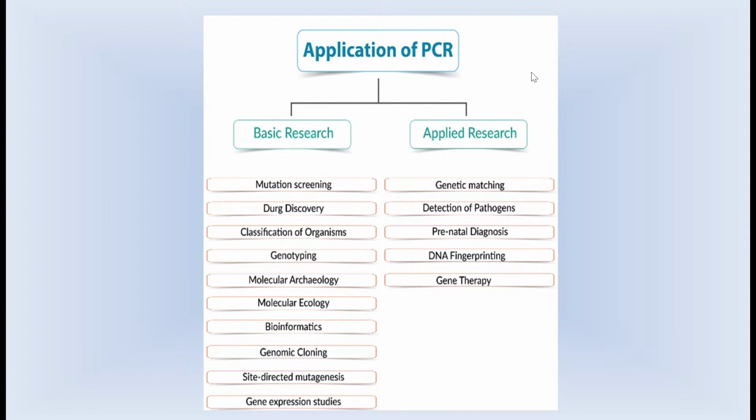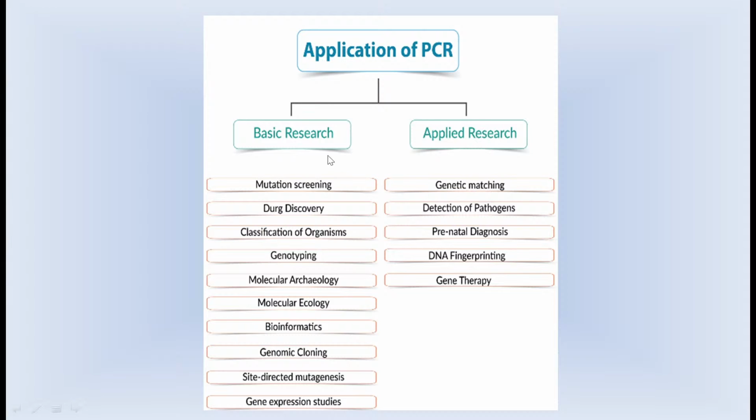And now, applications of PCR. There are several applications of PCR, in both basic research and applied research. Basic research is research used for finding out about living processes: what the actual biochemical or biological processes are that go on in living organisms. That is only basic research.